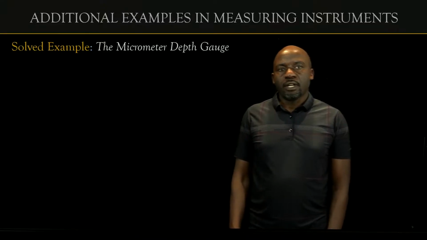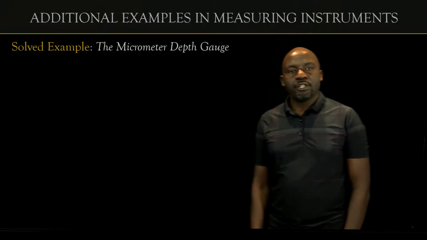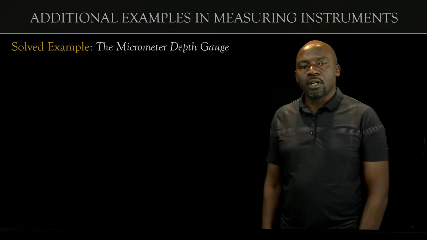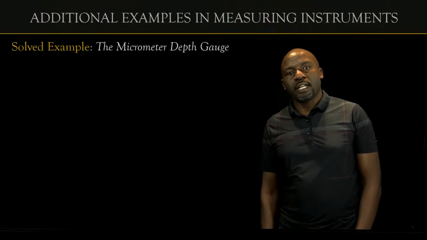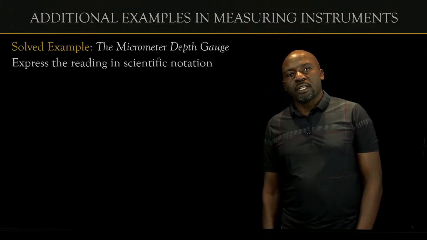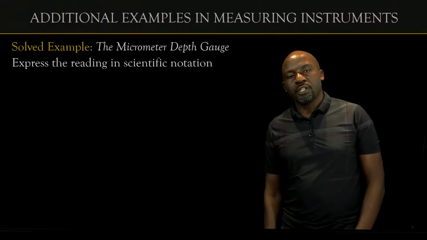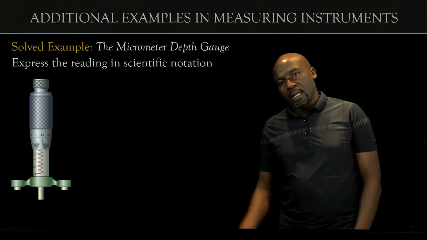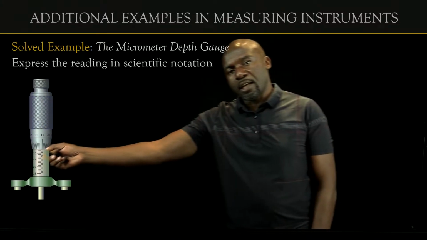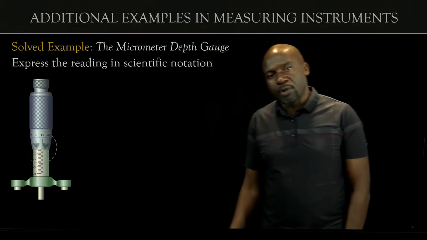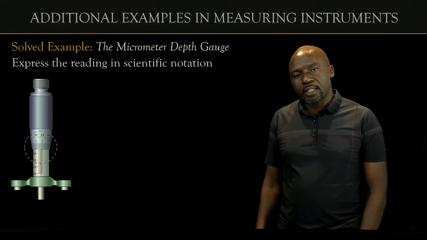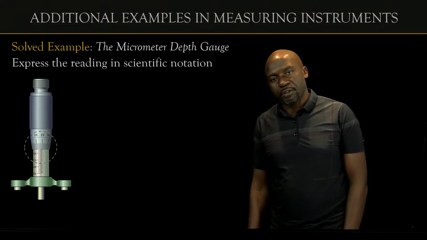Here is a solved problem. Again, we've done this, but let me just repeat it. If you meet a question like this, express the reading in scientific notation. So here is an instrument. It is showing a reading there. What reading is that, and can you express it in scientific notation?